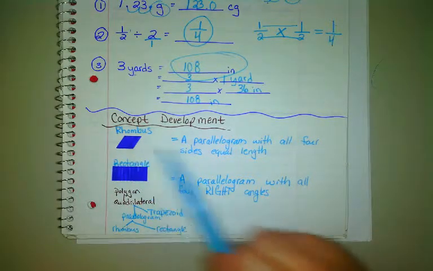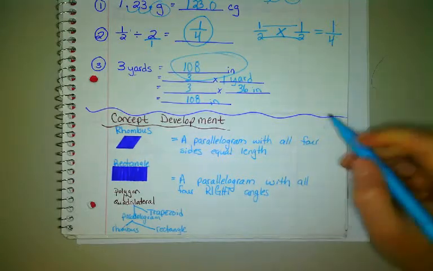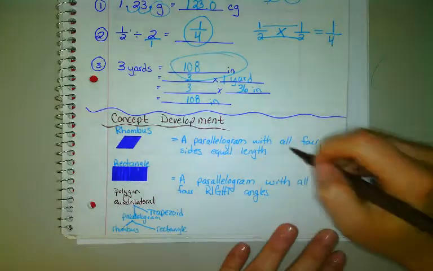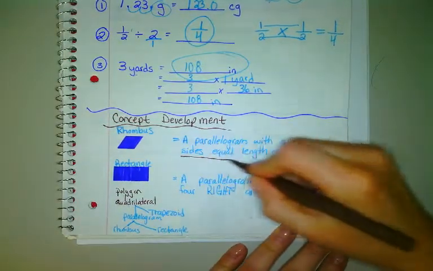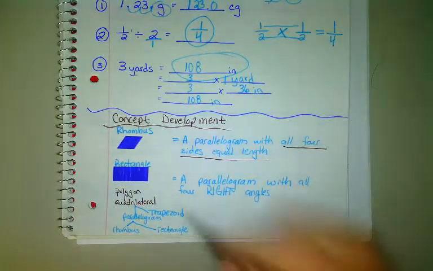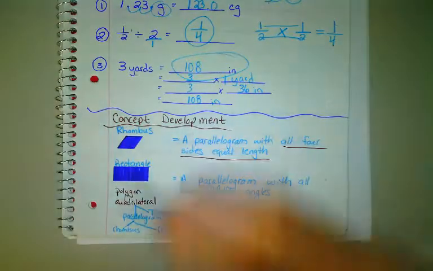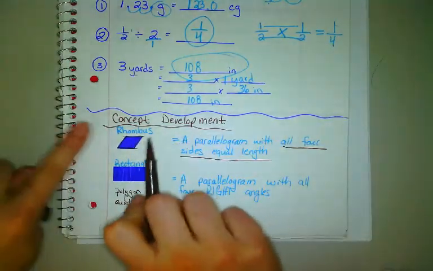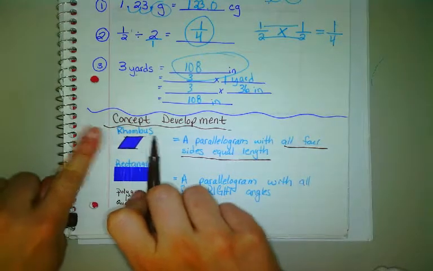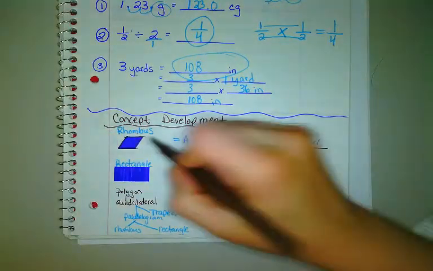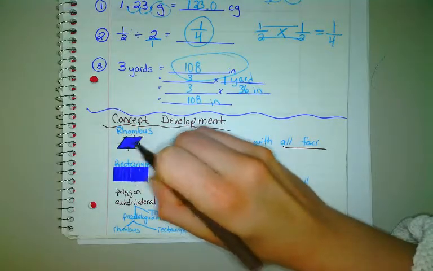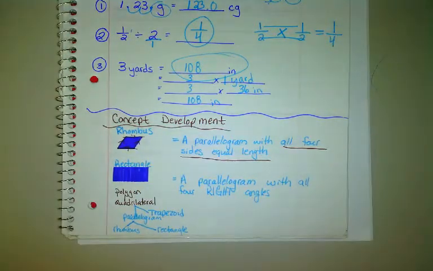So a rhombus is a parallelogram, and the important thing to know about a rhombus, though, is that all 4 sides are equal length. So this is an equal length, this is equal, this is equal, this is equal. I like to look at a rhombus as a square that's just been pushed over a little bit. But if you look, it is a parallelogram because its opposite sides are parallel. Okay? Its opposite sides are parallel.